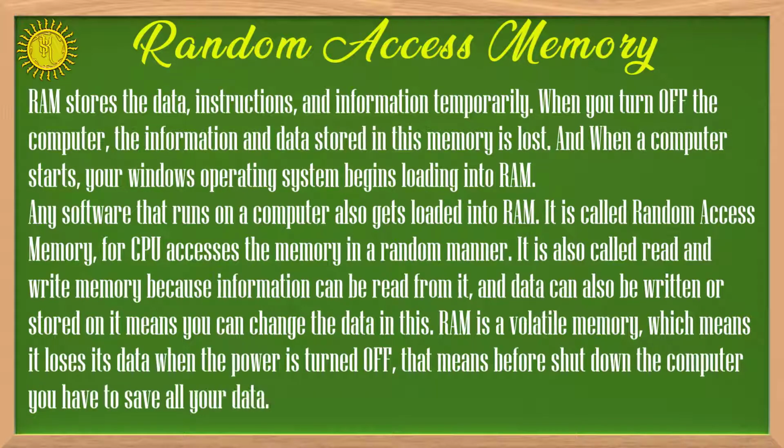It is also called read and write memory because information can be read from it and data can also be written or stored on it. Means you can change the data in this. RAM is a volatile memory, which means it loses its data when the power is turned off. That means before shutting down the computer, you have to save all your data.